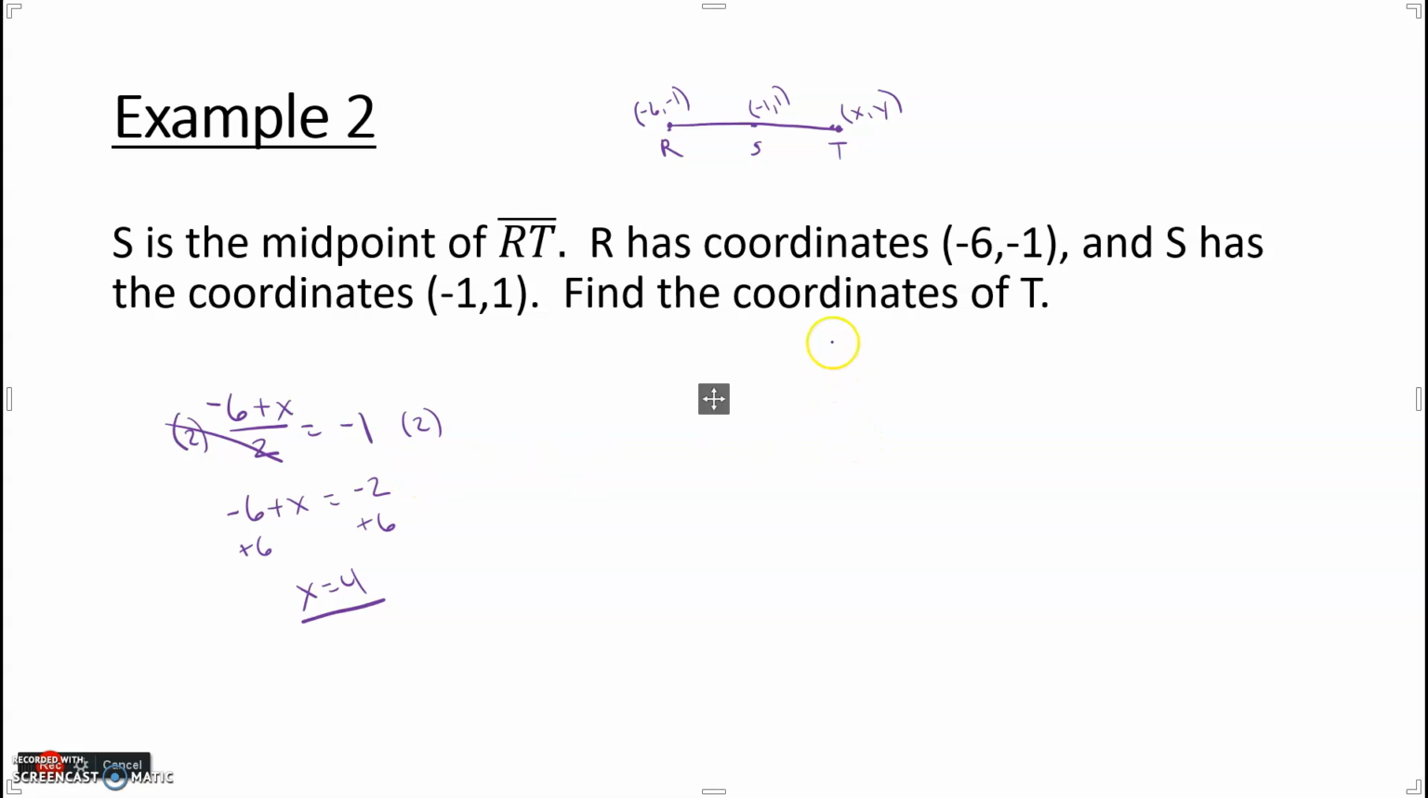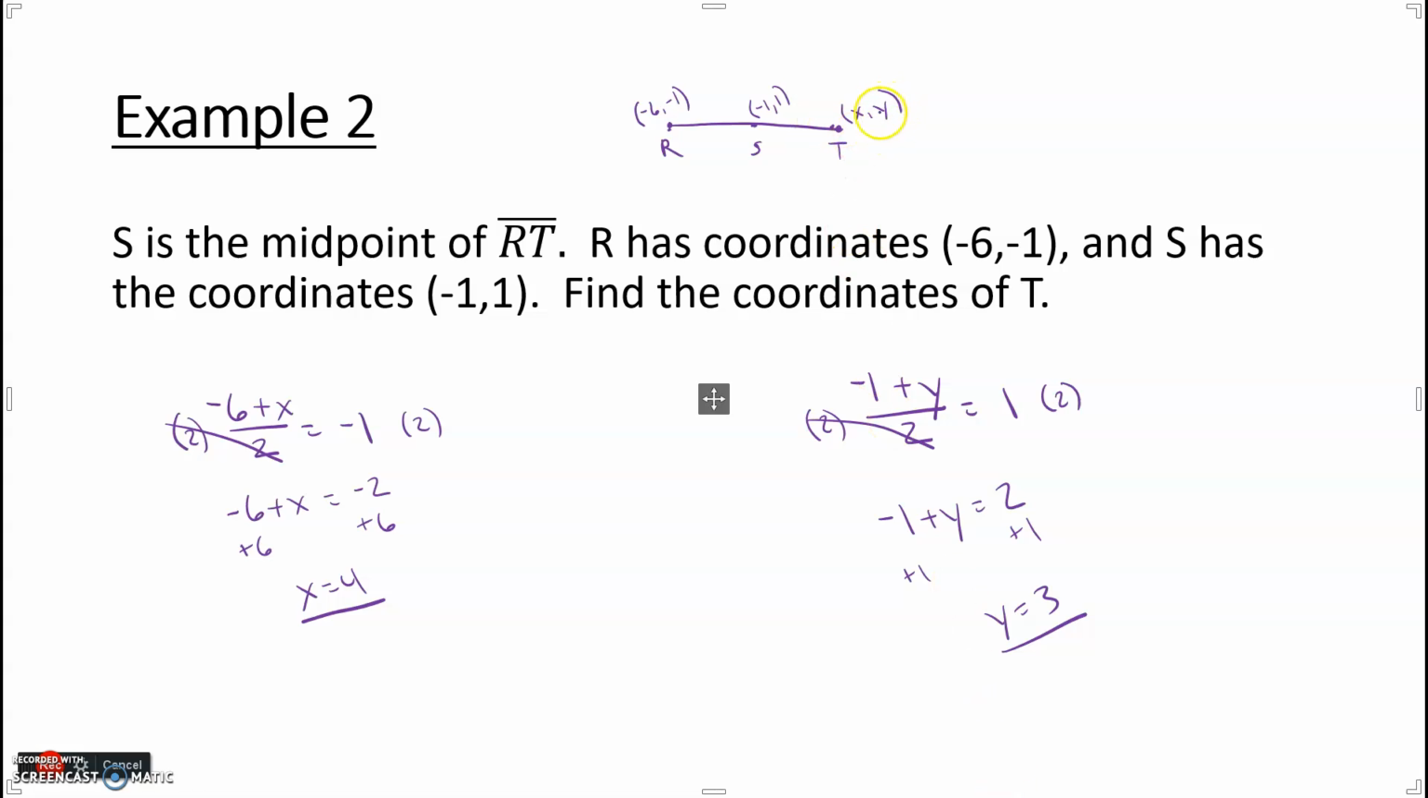For your y coordinate, same concept. -1 plus something, and then we cut it in half and got 1. So we're going to multiply both sides by 2. You kind of start off the same way every time. -1 plus y, 1 times 2 is 2. And then to solve, we're going to add 1 to both sides, and y equals 3. So there's our y coordinate.